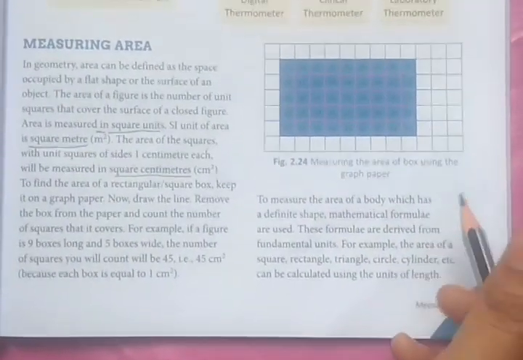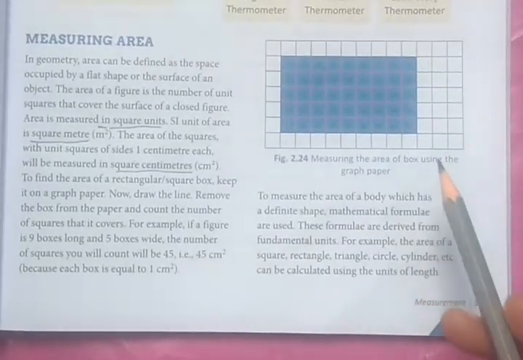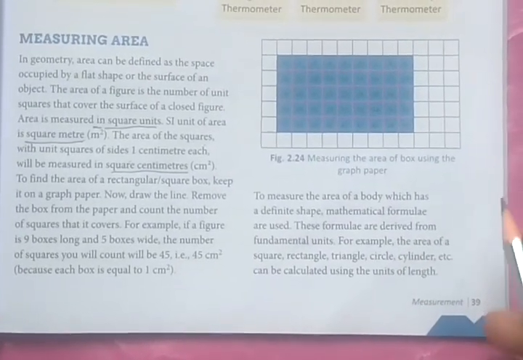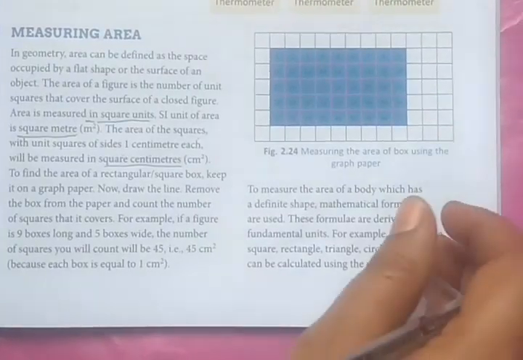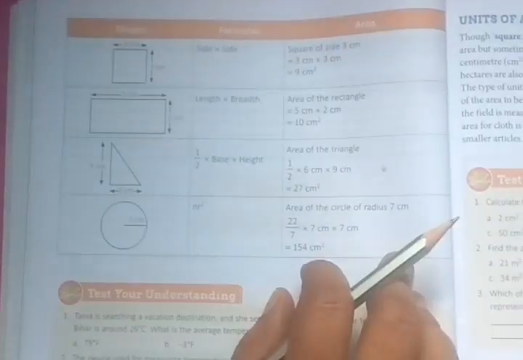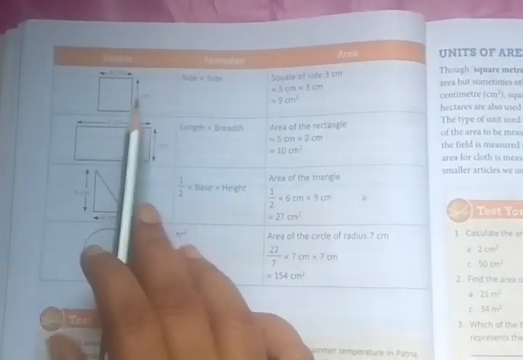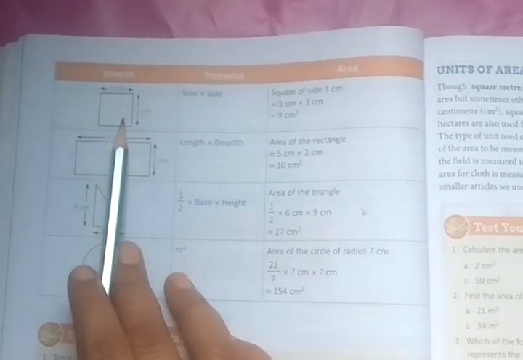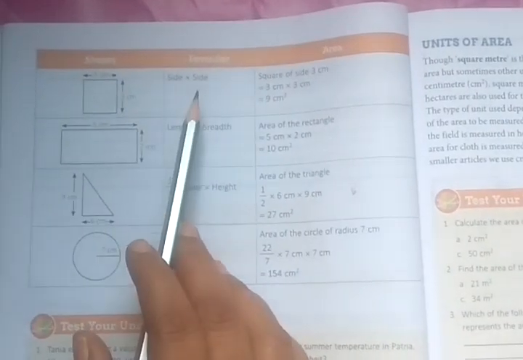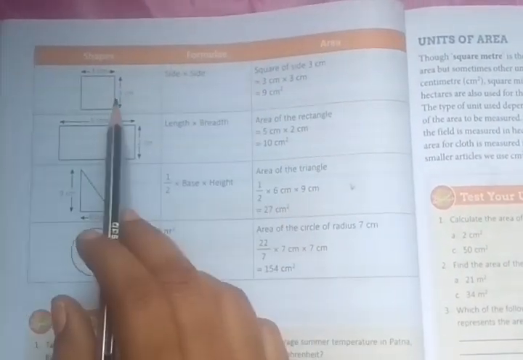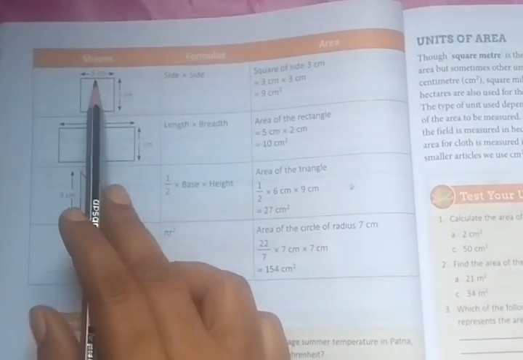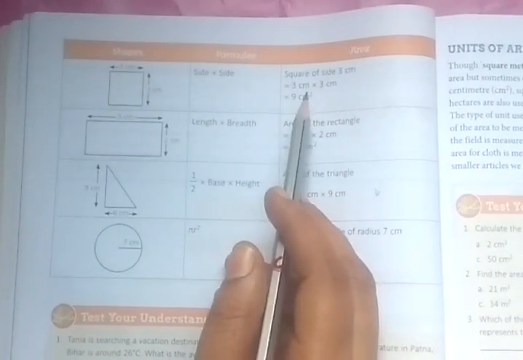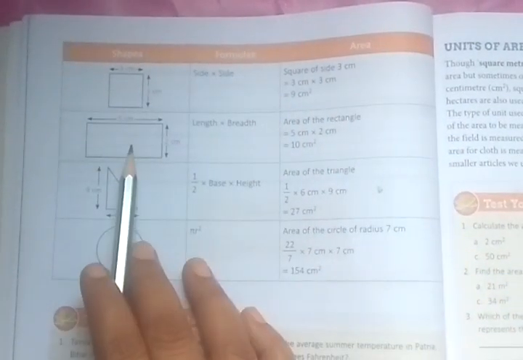So to measure the area of a body which has a definite shape, in mathematics some formulas are given for measuring area. So first one, what is the shape? This is a square. So what is the formula? Side into side. Suppose here 3 centimeters is given. Side into side means 3 centimeters into 3 centimeters. So 3 into 3, 9 centimeter square.